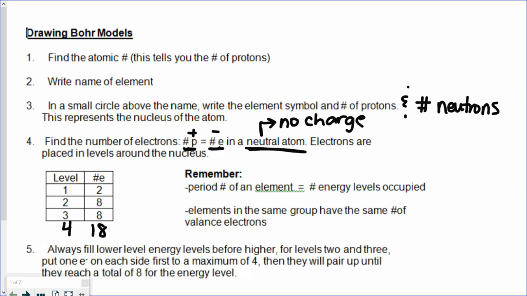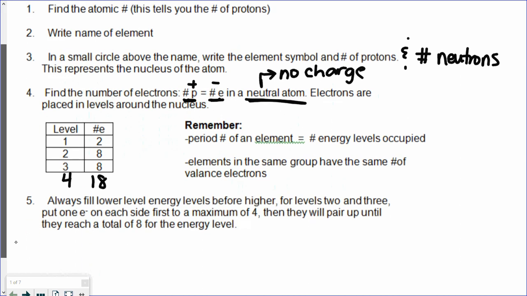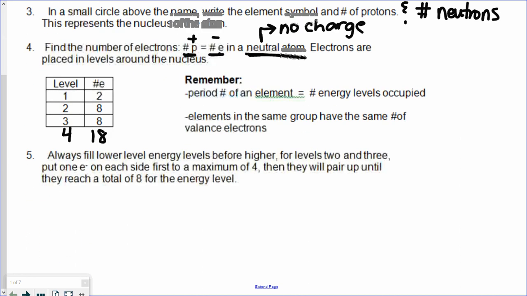And it also says elements in the same group, so groups 1 through 18, will have the same number of valence electrons. Valence electrons are your electrons in the outermost shell. Electrons fill from the inside to the outside, and the only ones that are really important in terms of reactivity and bonding are your valence electrons, the ones in the outermost shell. So it says always fill lower energy levels before higher.